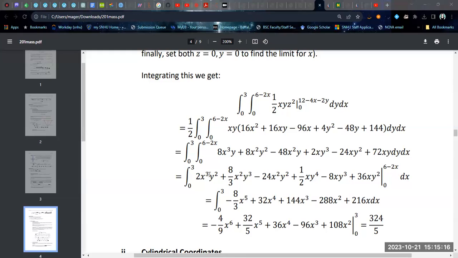And so we have some simplification happening here. And then we have our y squared becomes 1/3 y cubed, and then the y becomes 1/2 y squared, and then the y cubed becomes 1/4 y to the 4th, and y squared is 1/3 y cubed, but the 24 and the 3 cancel. And then again, another y cubed, but then 72 divided by a y squared, and then that divides by 2. And then the 6 minus 2x, you have to plug that in to all of your y's.